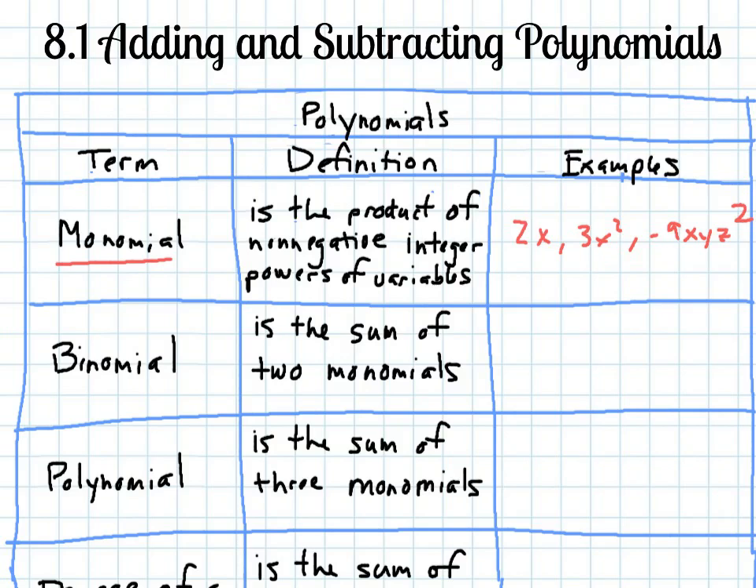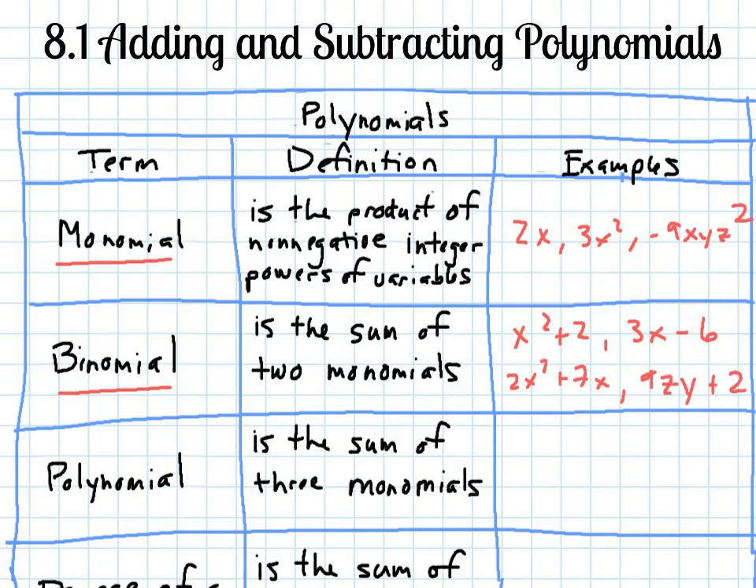Okay, a binomial is the sum of two monomials. So some examples would be like x squared plus 2 or 3x minus 6. Now, I did say sum. This is the same thing as 3x plus a negative 6. So I can always write it as addition if I want to. And then 2x squared plus 7x, or even 9zy plus 2 is another possibility.